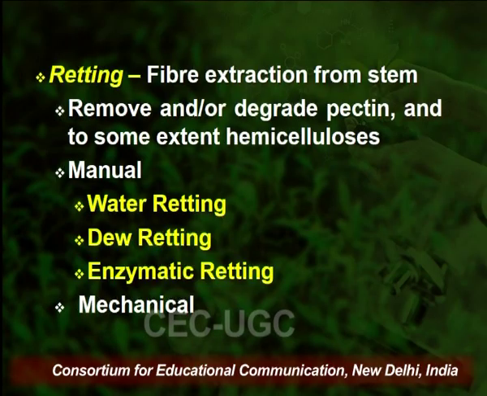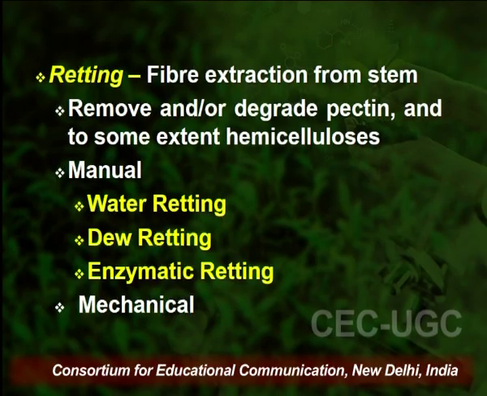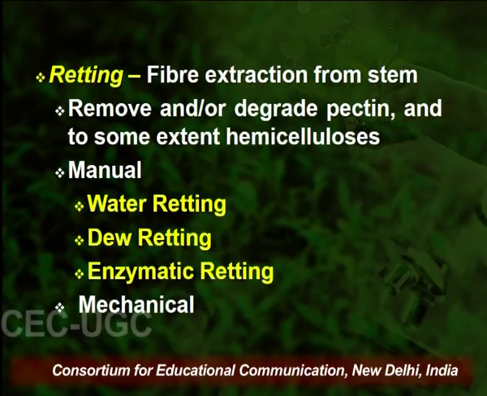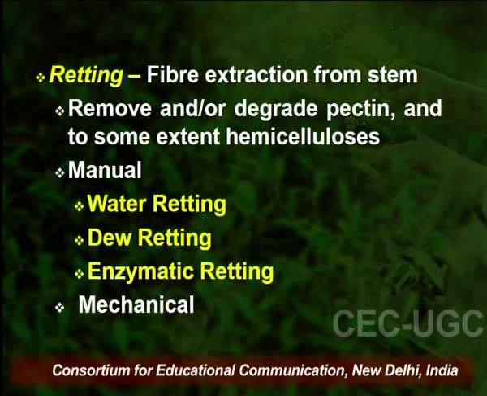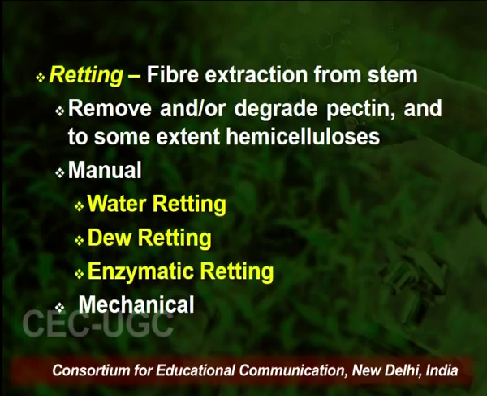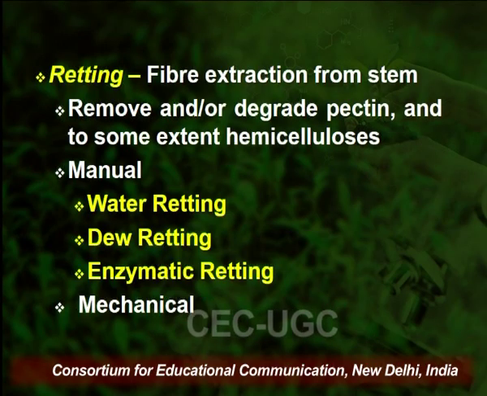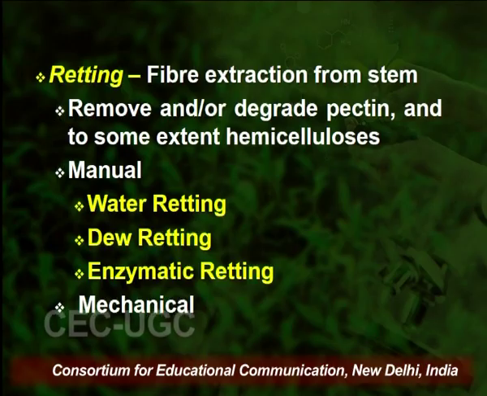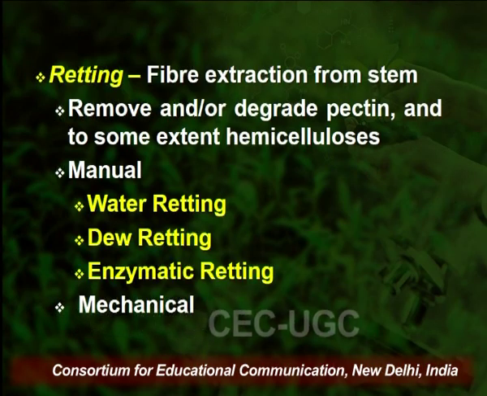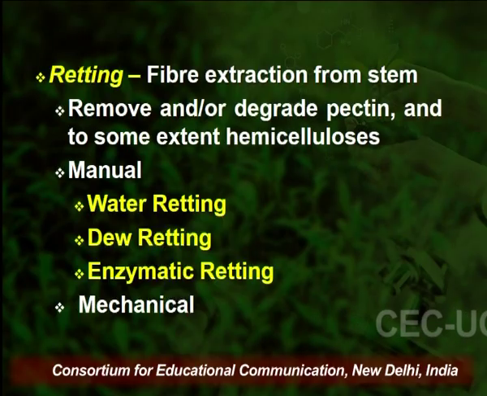Third and the most important step is the retting. Now retting is a step wherein fibers are separated or removed from the stem region, thereby removing the pectin or hemicelluloses which bind those fibers with the stem or the other tissues present in the stem. Now retting is largely done manually or mechanically. In manual we have three different methods: water retting, dew retting, and enzymatic retting. And second, as we discussed, mechanical methods are nothing but the machine methods which are not widely used.